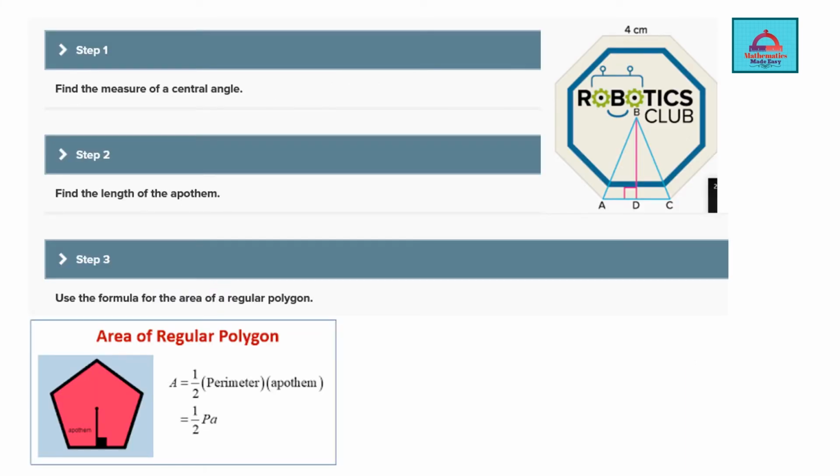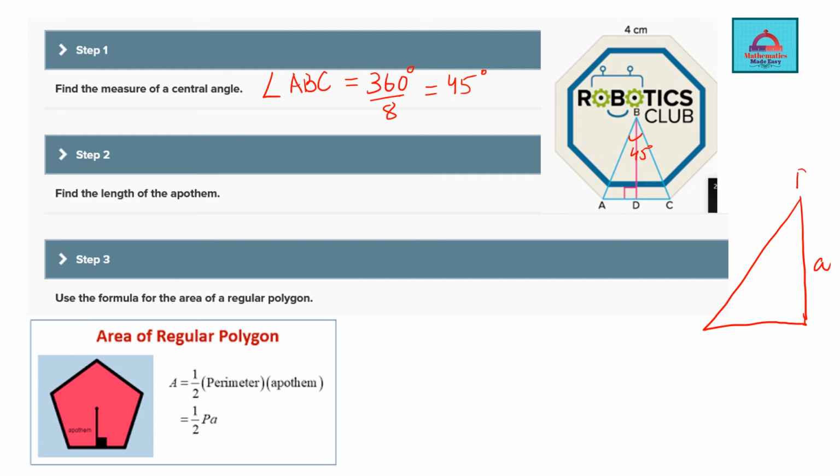In order to find our apothem, we are first going to find the central angle, because we'll use some trigonometry. The angle ABC, which is the central angle, is 360 degrees divided by 8, so this comes out to be 45 degrees. Now let's draw only the right triangle that we need. This is the apothem which we want. This is point P, this is point A, this is the radius. Now AC, the total length, is 4 centimeters, so this divides into two parts, so this will be 2 centimeters. This is the midpoint D.